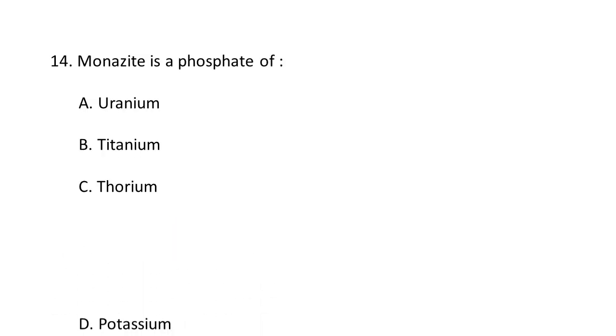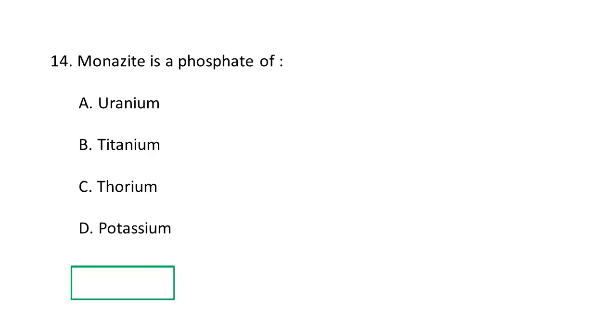Next question. Monazite is a phosphate of A. uranium, B. titanium, C. thorium and D. potassium. Monazite is a phosphate of thorium. C is the correct option. Monazite is a phosphate mineral that contains thorium and other rare earth elements.